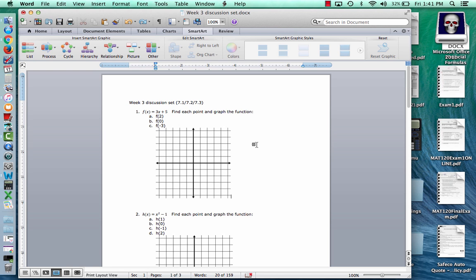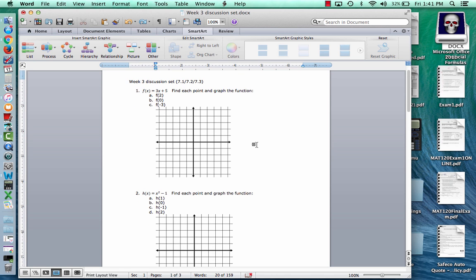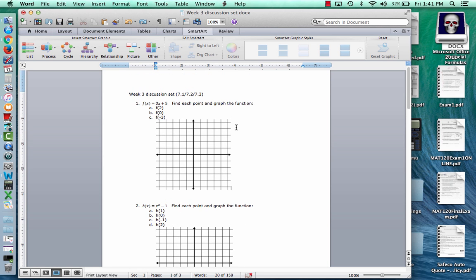So these first two are going to be a little difficult because I won't be able to actually complete the graph, but I'll be able to explain it and get the points. So the first one, we have the function f of x equals 3x plus 5. It says find each point and graph the function.